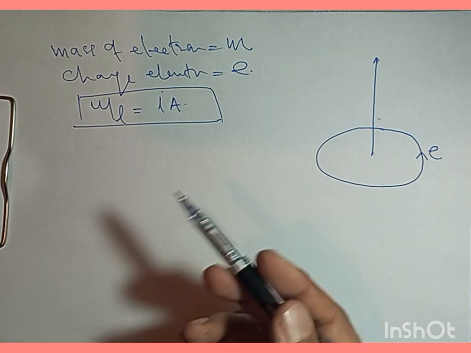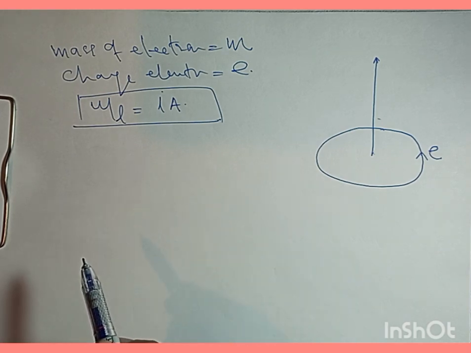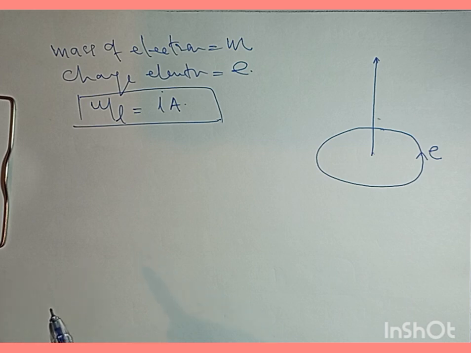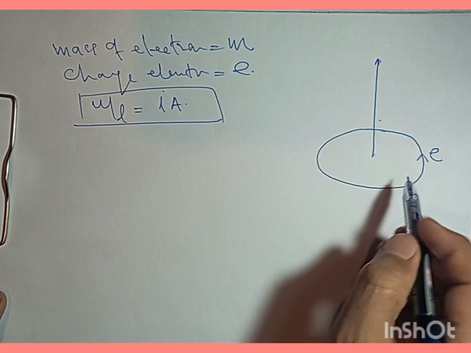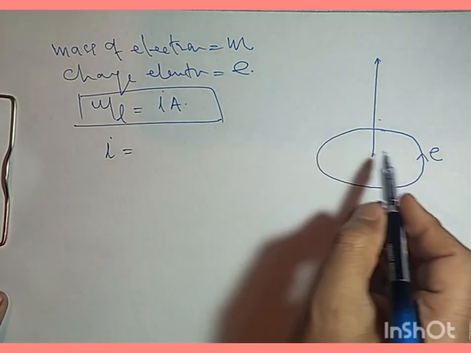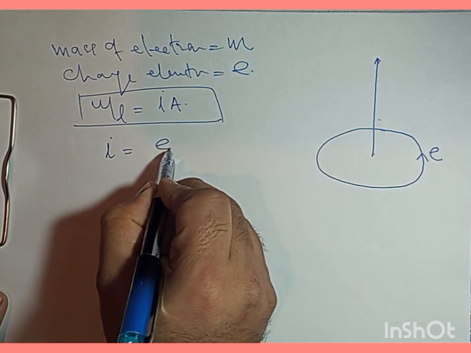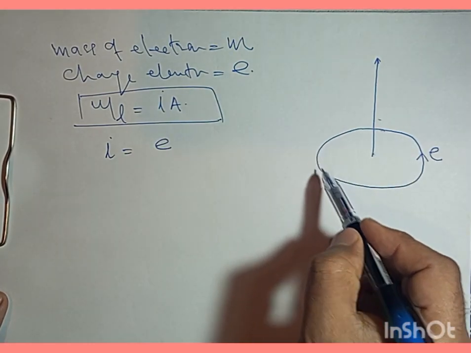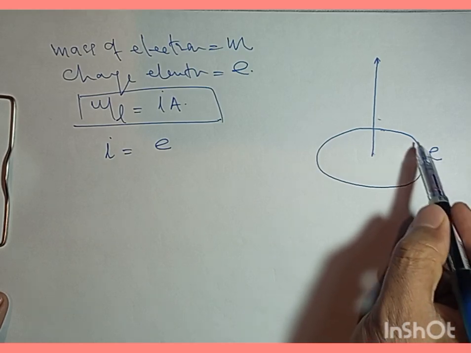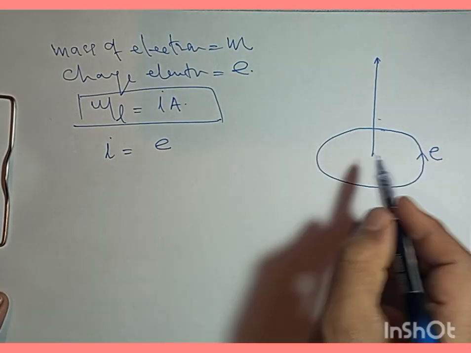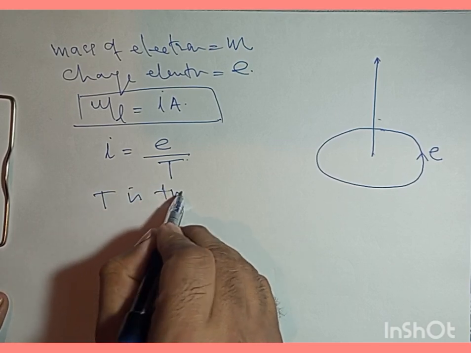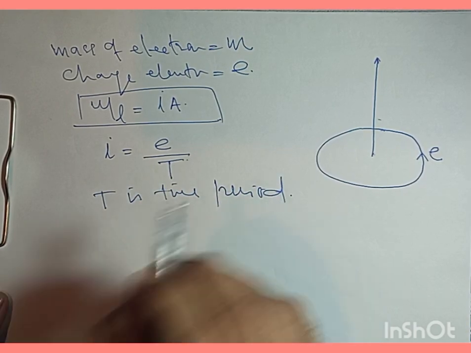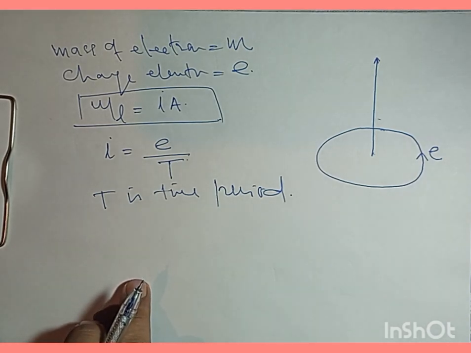Okay. Now, if I go with the basic definition of current, what is current? Current is the rate of flow of charge, and for the current situation, the charge is here the charge of the electron, and to complete one orbit, it takes a time equal to capital T, and this capital T is called the time period.